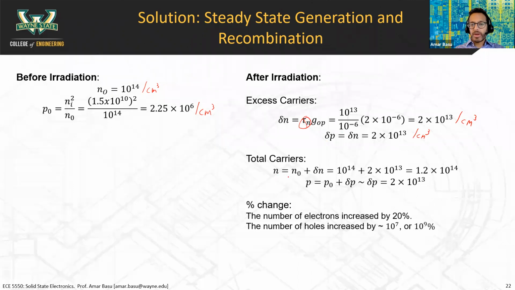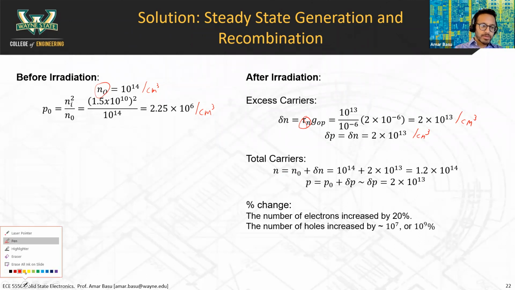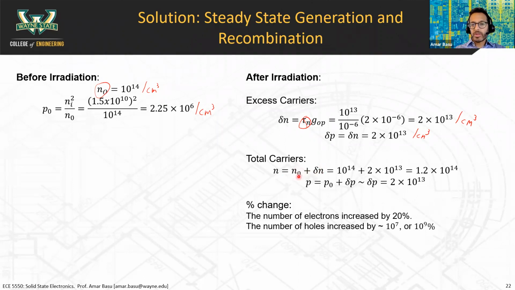And then for the total carriers, to find the total electron concentration, we have to add up the initial concentrations. That's what we calculated here before irradiation. So this is the initial amount, and then we add the excess electron concentration. So it's 10 to the 14th, what we had here, add the excess, which we calculated here, 2 times 10 to the 13th. Then we get 1.2 times 10 to the 14th. Again, the units are per centimeter cubed.